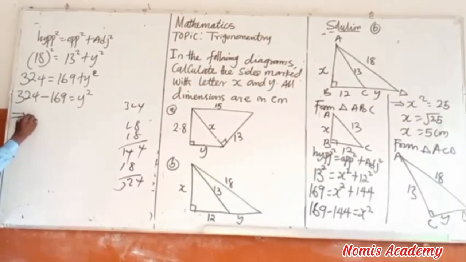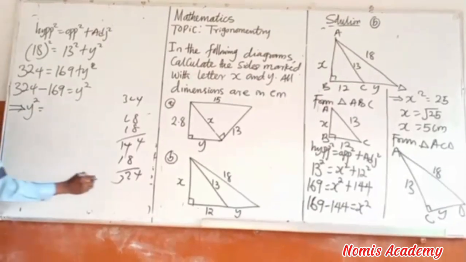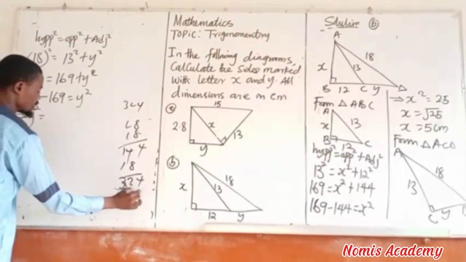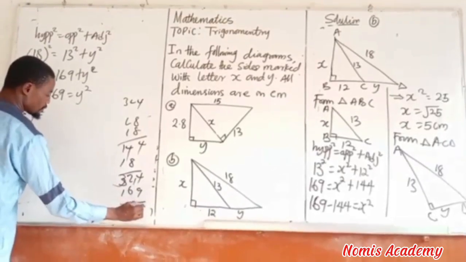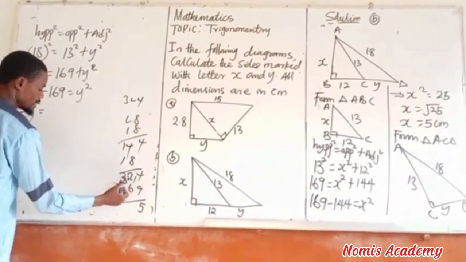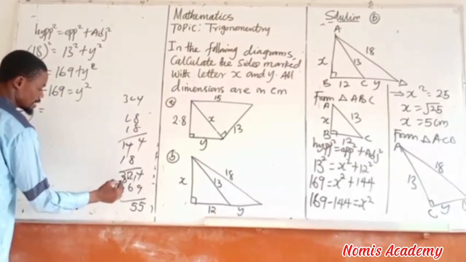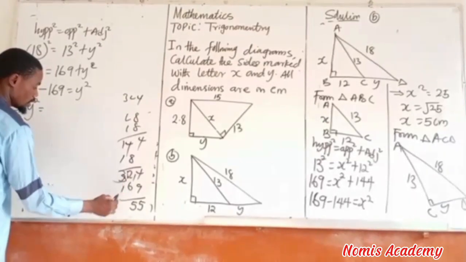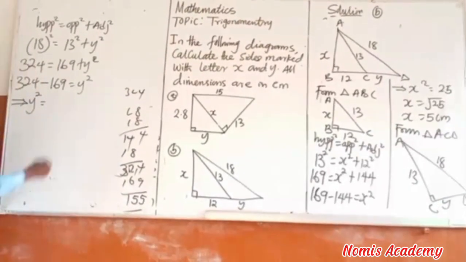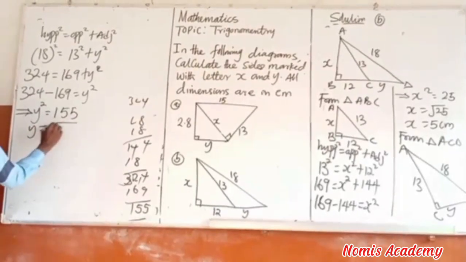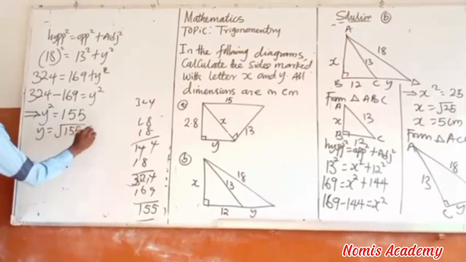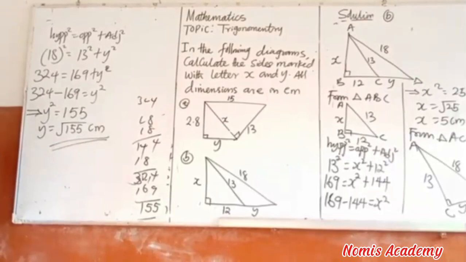Which implies that y squared is equal to 324 minus 169. Here is now 14. 14 minus 9, we have 5. Here is now 1. What did I forget? Make it 11. 11 minus 2, we have 5. Here is now 2. 2 minus 1, we have 1. We have 155. Y is equal to the square root of 155 in centimeters. This is the final answer.